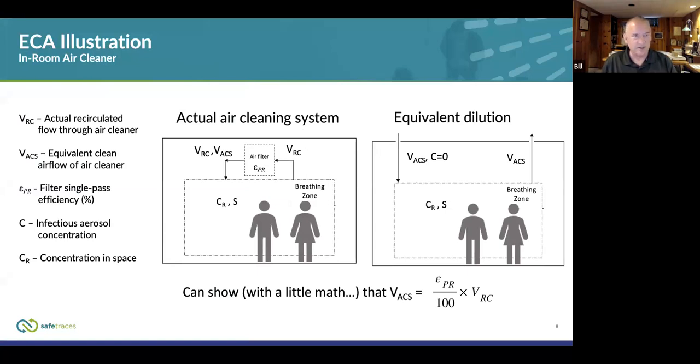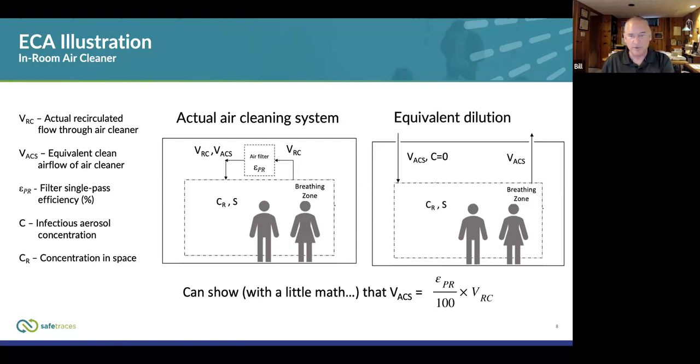This figure illustrates a real simple example of equivalent airflow. On the left-hand side, we have a space that has a source of contaminants in it, S, and we have a filter that will remove it with an efficiency epsilon PR, and we're recirculating air through it at an actual flow rate VRC. So that air is going through, some of the contaminants are being removed, and the equivalent clean air it's generating is going back into the space and controlling the concentration to some level CR.